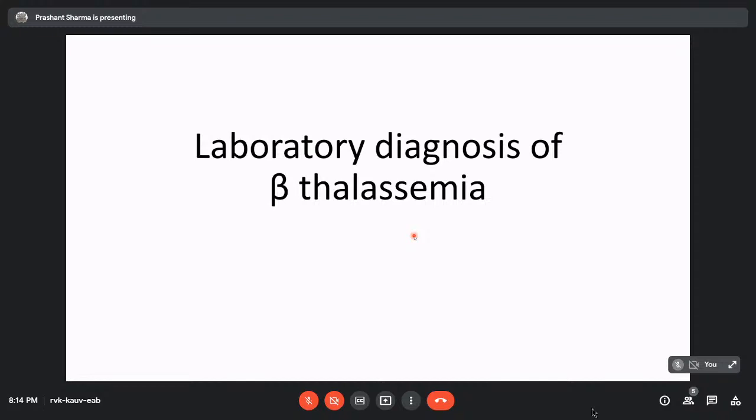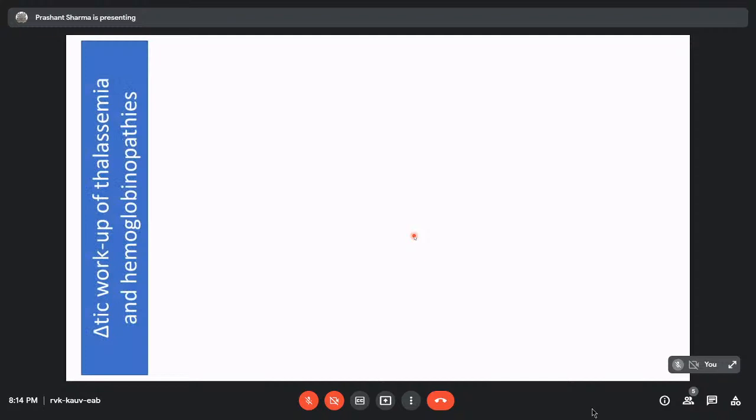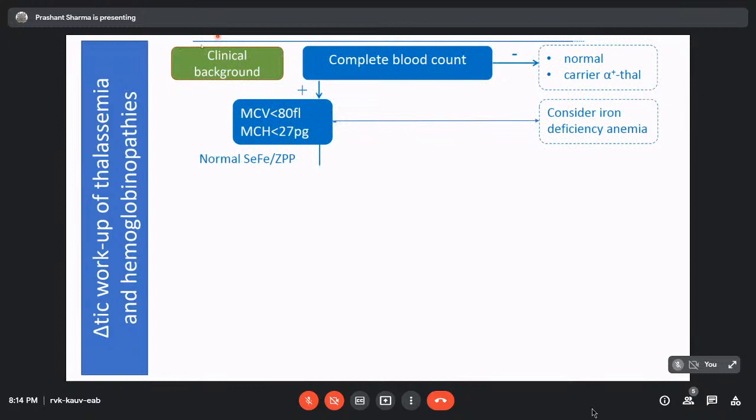So coming to laboratory diagnosis, this is a diagnostic algorithm for the workup of thalassemia and hemoglobinopathies. It has to start with the clinical background, and then we go on to the complete blood count. The complete blood count can be normal in persons who are carriers of alpha thalassemia, and we'll discuss alpha thalassemia next time. But most of the time, if you have a microcytic hypochromic blood picture and you're reasonably sure from the RDW and some indices that this is not iron deficiency, you need to go in for further testing. There is something about thalassemic red cell indices which can tip you off about the possibility of a thalassemia, and I'll show it to you in a case study in a minute.